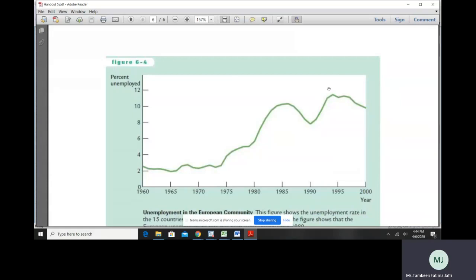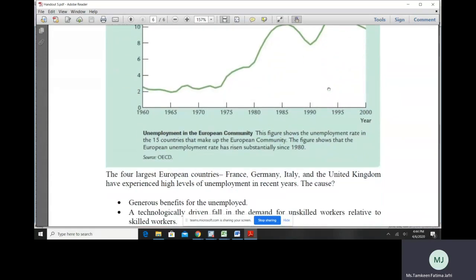Okay, so this is also the end of this chapter. और ये जो particular part था, इसमें I've basically tried to explain the distinction between frictional and structural unemployment. Okay, so I'll stop at this point then.